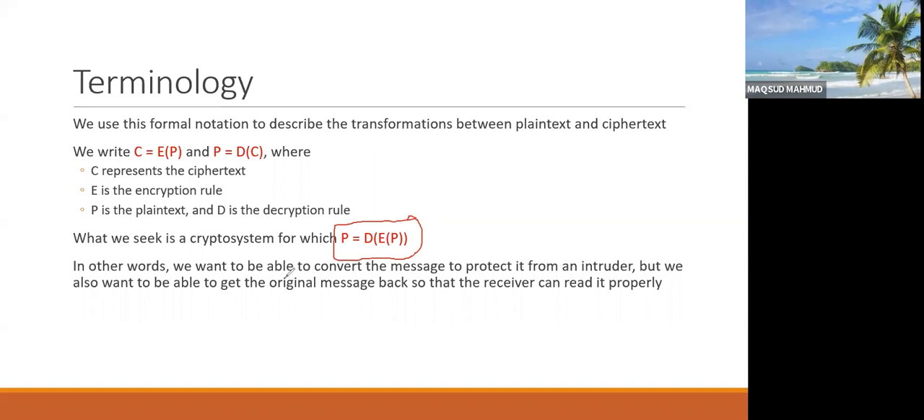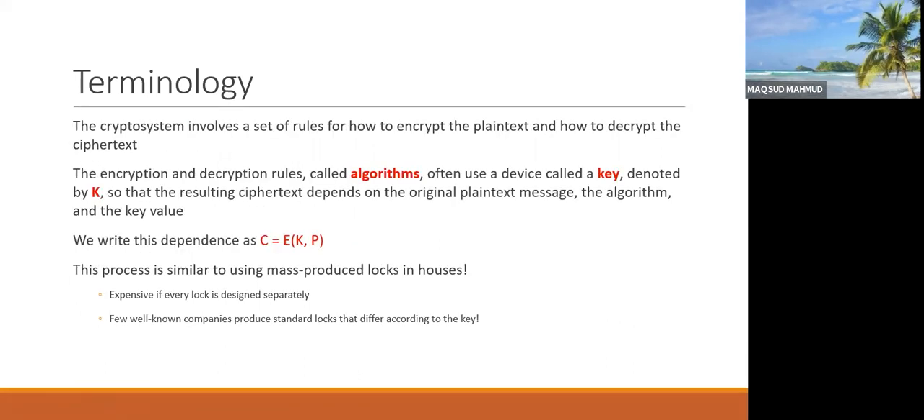So in other words, we want to be able to convert the message to protect it from an intruder, but we also want to be able to get the original message back so that the receiver can read it properly. Now there is some other terminology. The crypto system involves a set of rules on how to encrypt the plain text and how to decrypt the ciphertext. The encryption and decryption rules, called algorithms, often use a device called a key. So the key is important, because the resulting ciphertext depends on the original text.